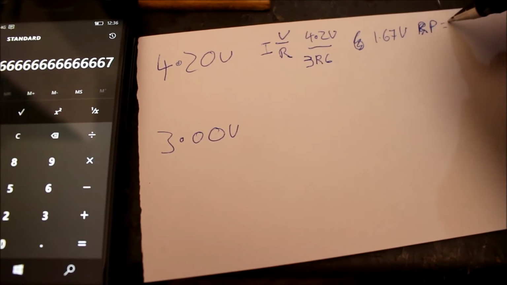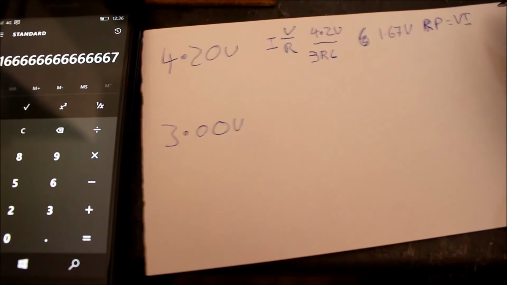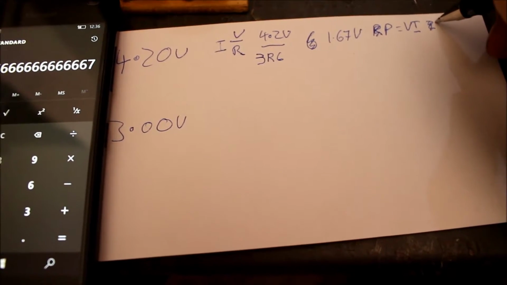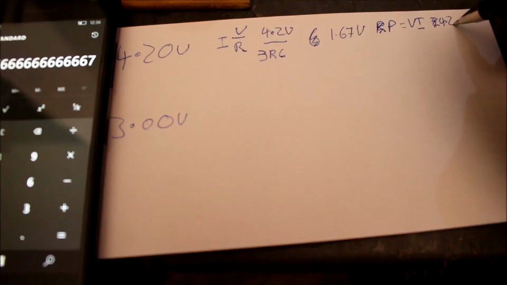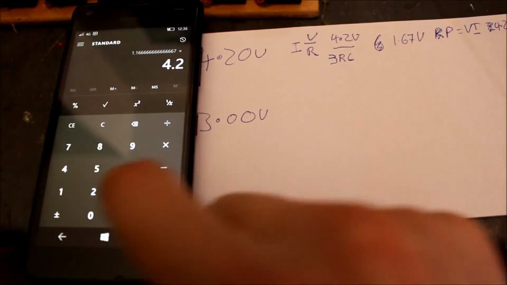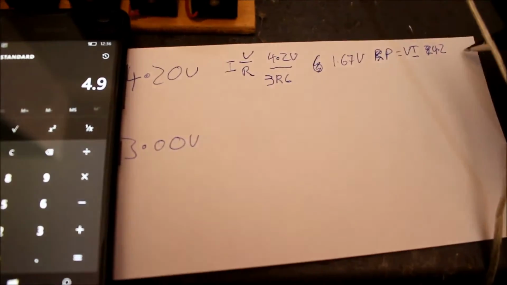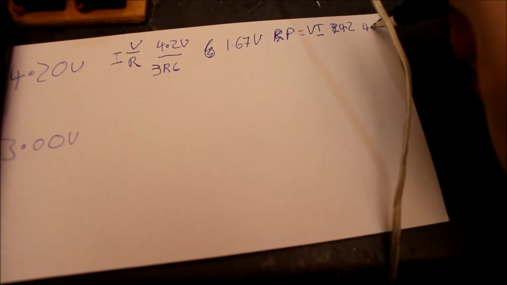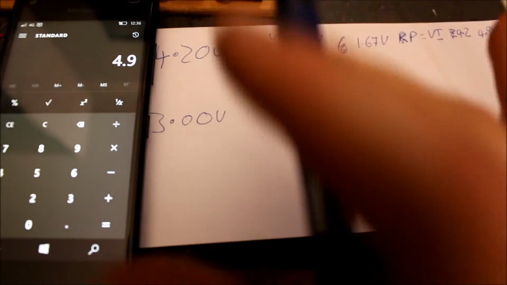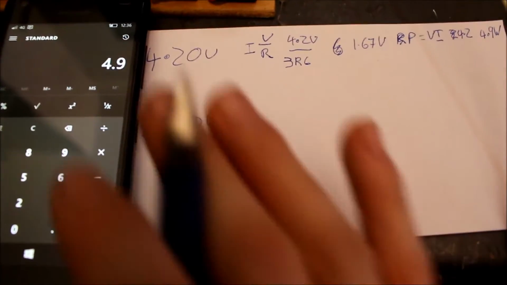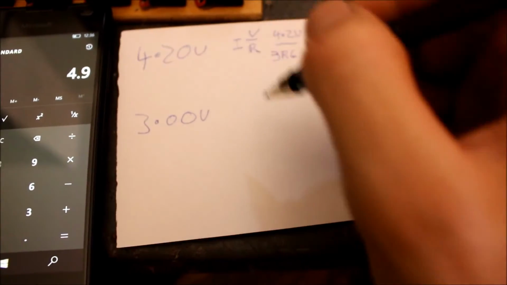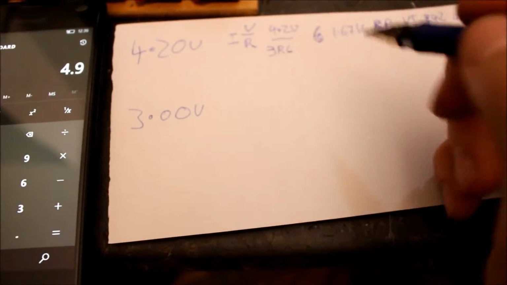And our power is equal to VI. Our voltage is, why am I getting all these numbers wrong? 4.2 times that, 4.2 equals 4.9 watts. So 5 watts, and we've got 15 watt resistors. So that's good.